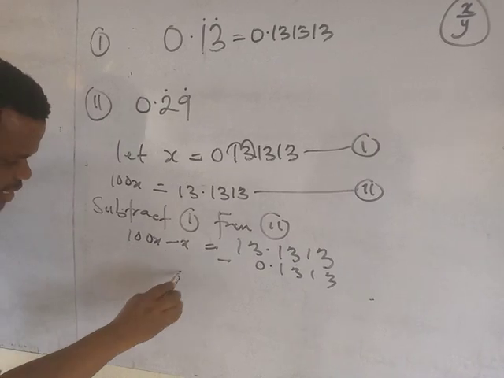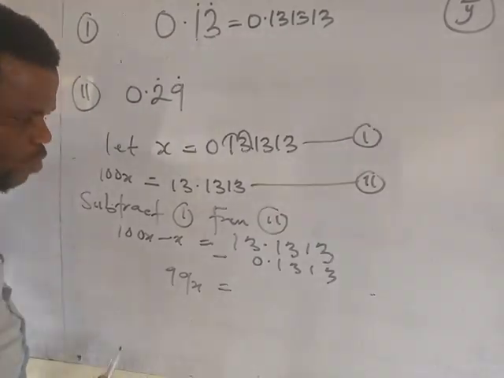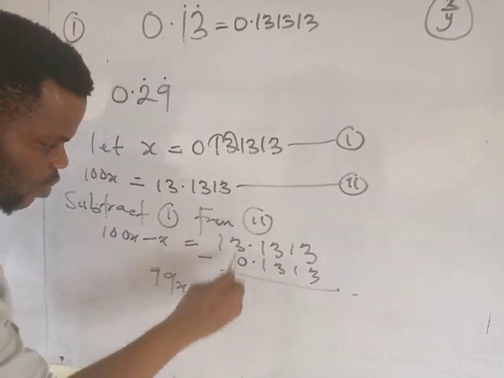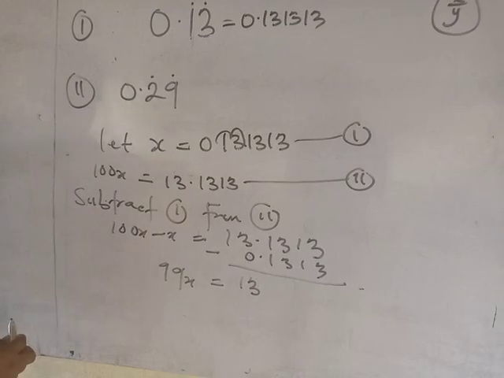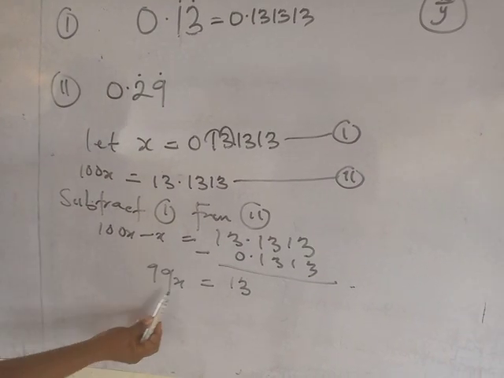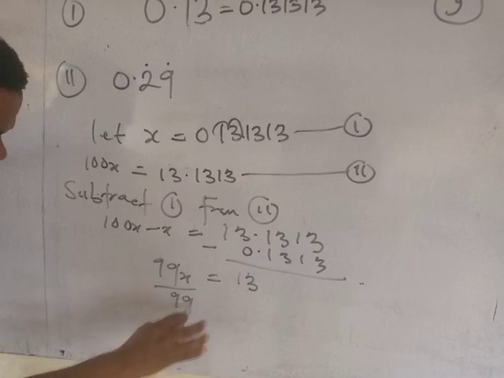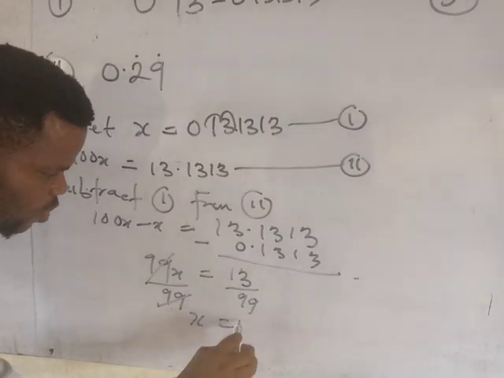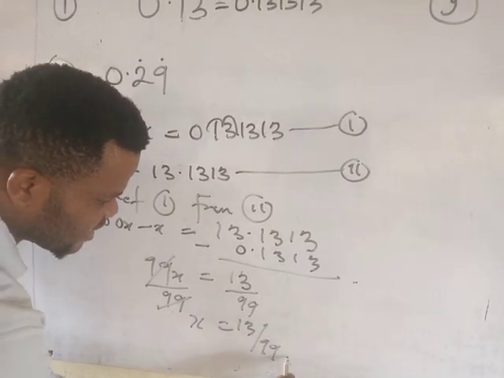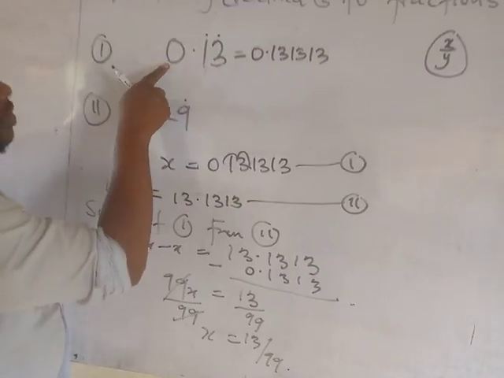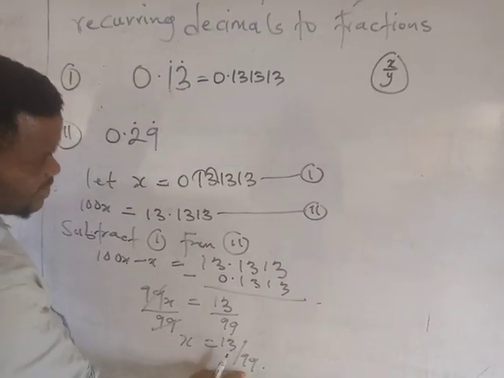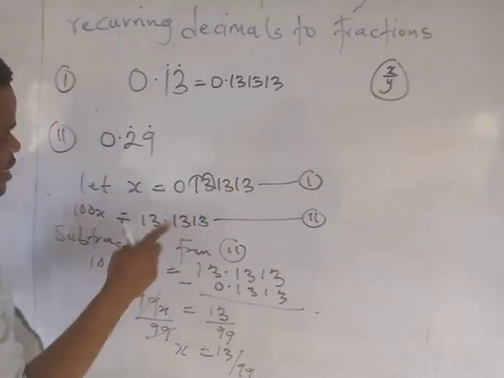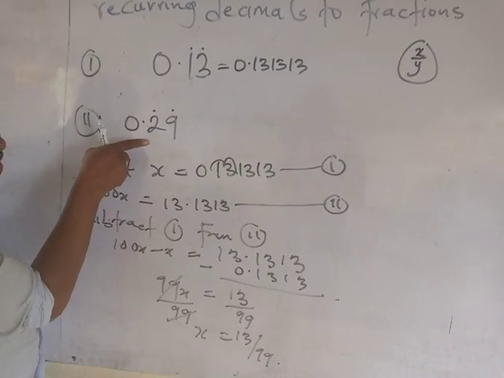So this minus this is 99x equals, if you subtract, this is 0, this is 0, this is 0, so what we have here is 13. So if I divide through by the coefficient of x, which is 99, my x equals 13 over 99. If you use your calculator and divide 13 over 99, you observe that you're going to have 0.13131313.